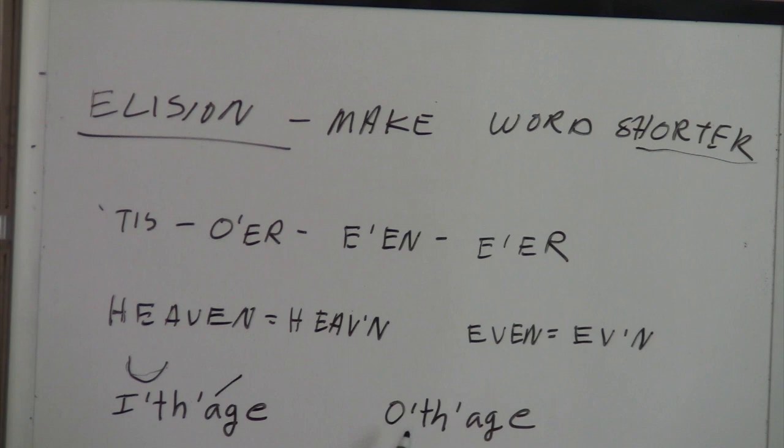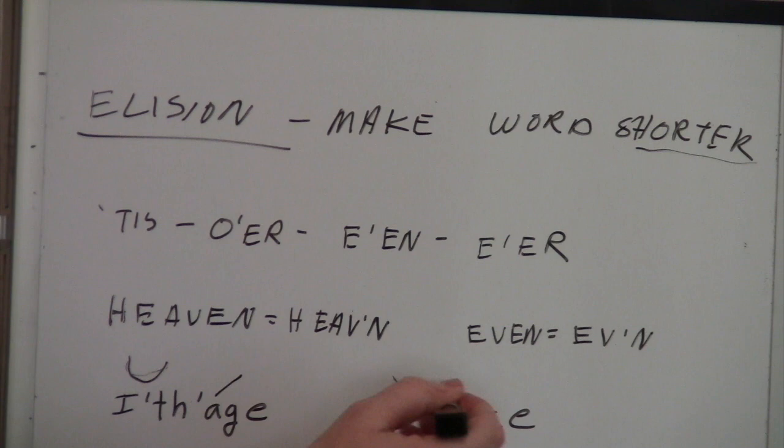You'll also commonly see this. Same thing. This is either going to be 'of the age' or 'on the age'. So this o' could be on or of, but what it isn't is O. It's definitely not 'O the age.' So just make sure you know what you're saying, and again, you just elide it, of the age, on the age.